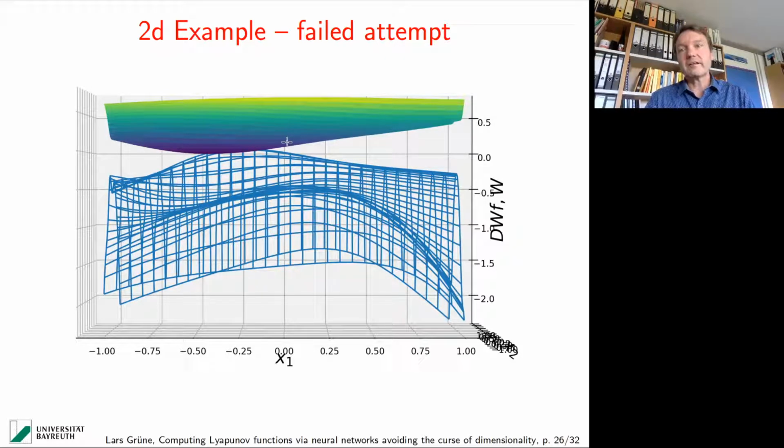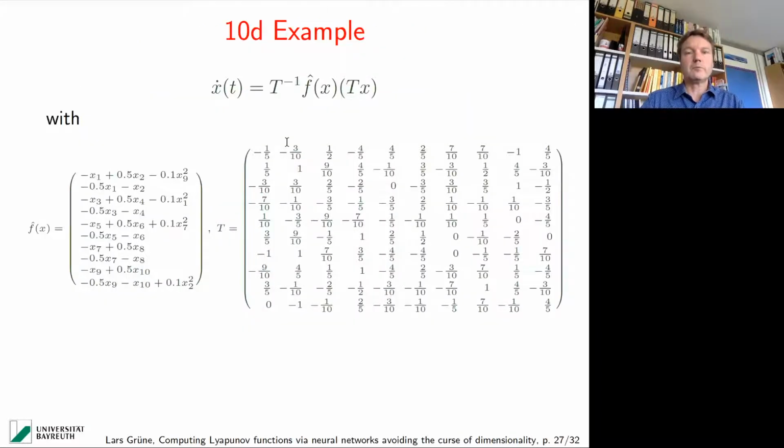Now, the second example is going to show you what happens in higher dimensions, and I use a 10-dimensional example. What I wrote down is first something where it's easy to see that the small gain condition is likely to be satisfied.